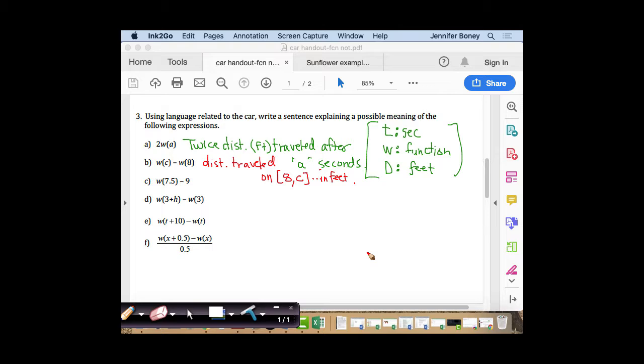Now, part C, W of 7.5 minus 9. If this is supposed to make any sort of sense whatsoever, let's see, W of 7.5 is a distance traveled.